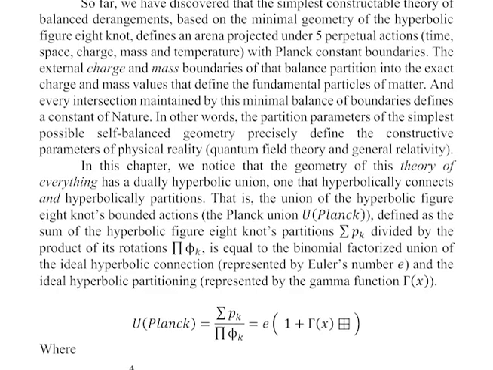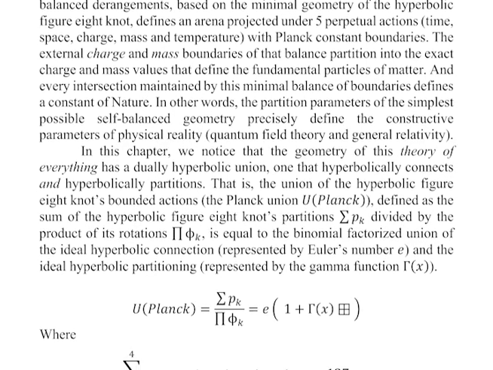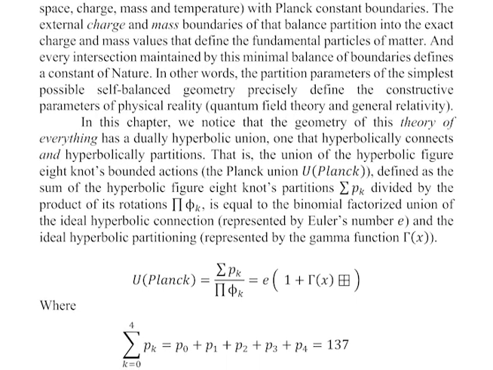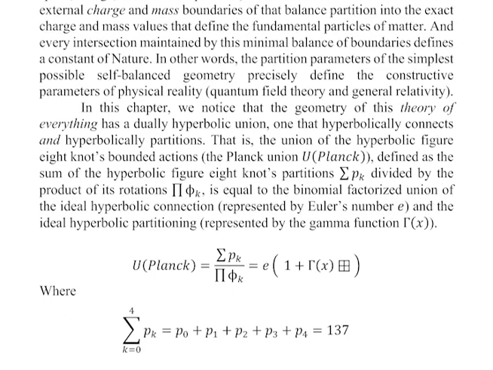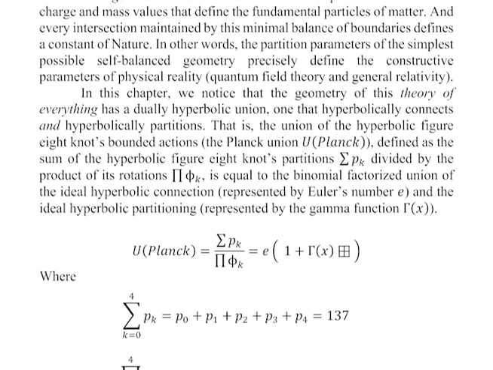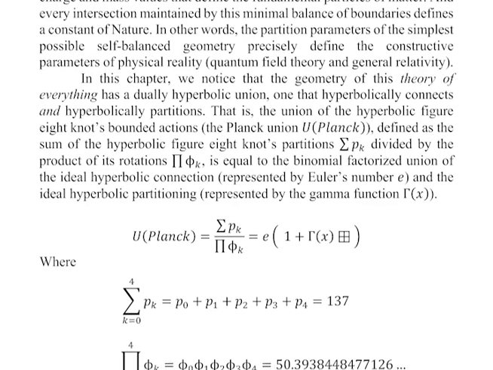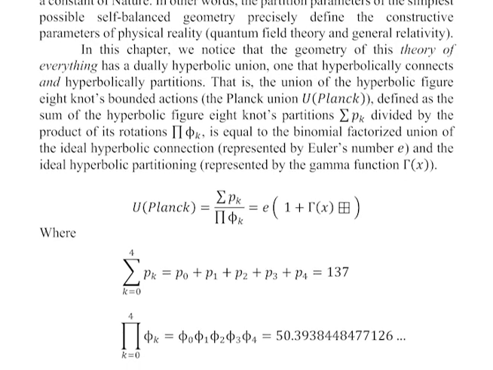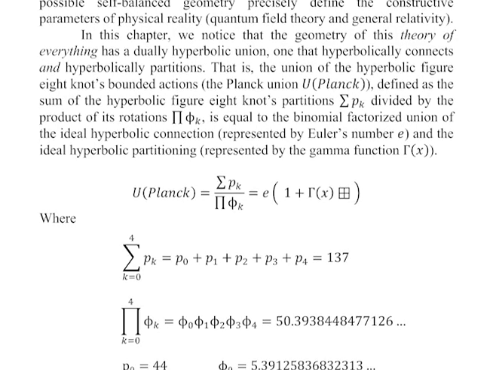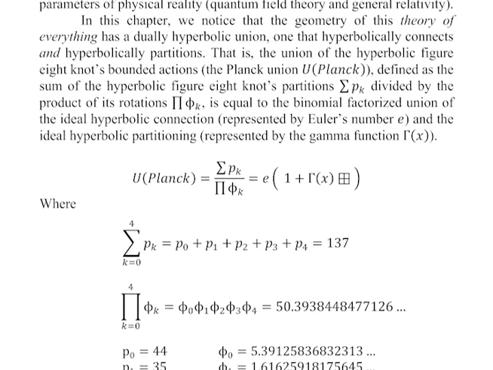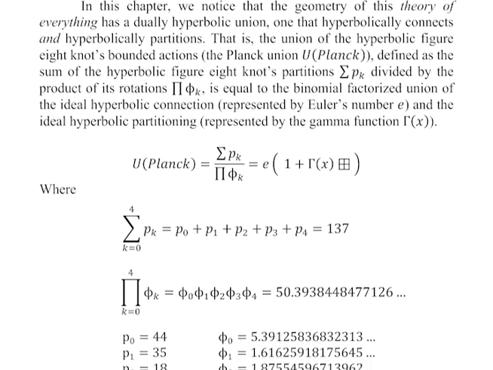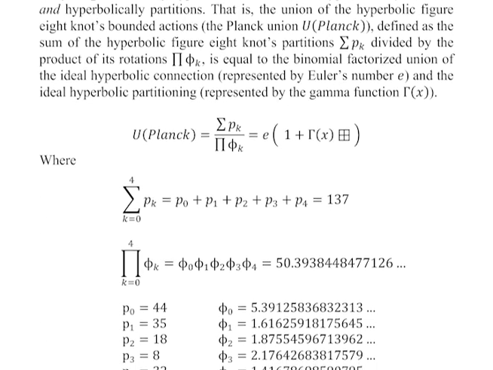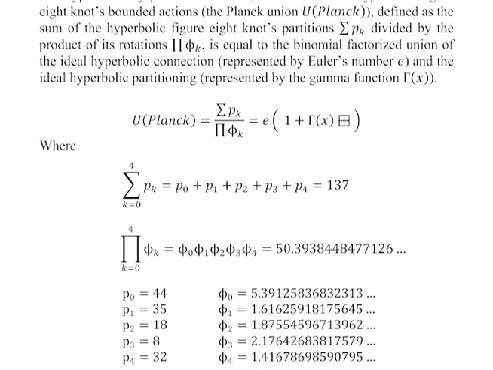In this chapter, we notice that the geometry of this theory of everything has a dually hyperbolic union, one that hyperbolically connects and hyperbolically partitions. That is, the union of the hyperbolic figure eight knot's bounded actions, the Planck union, defined as the sum of the hyperbolic figure eight knot's partitions divided by the product of its rotations, is equal to the binomial factorized union of the ideal hyperbolic connection, represented by Euler's number e, and the ideal hyperbolic partitioning, represented by the gamma function.